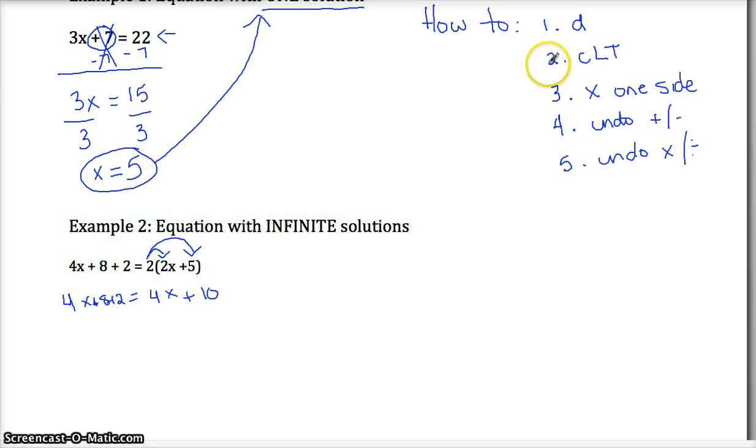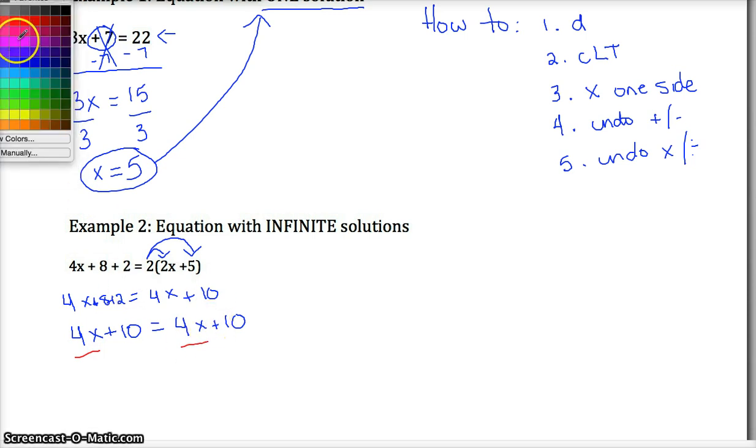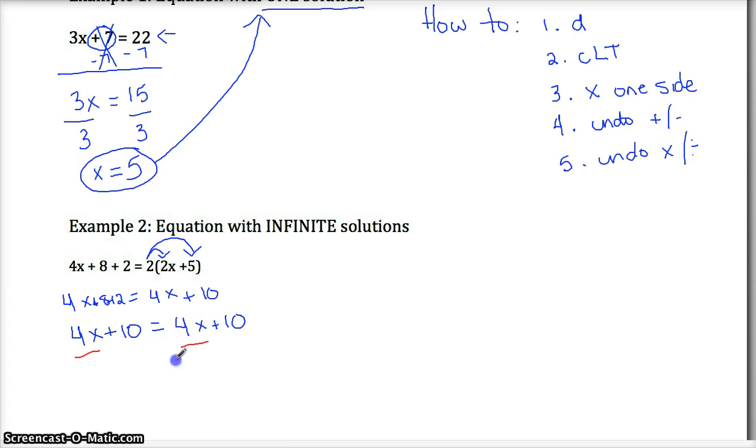Now we need to combine like terms. We have a 4x, and I don't have any other x's on this side of the equal sign. So I just need to combine the 8 plus the 2, which gives us 10. So 4x plus 10 equals, bring down the other side, 4x plus 10. Then we need to get the x's on one side. Right now, there's one over here and there's one over here. We need to get the x's only on one side of the equal sign. So for me, I'm going to choose to subtract 4x from both sides.